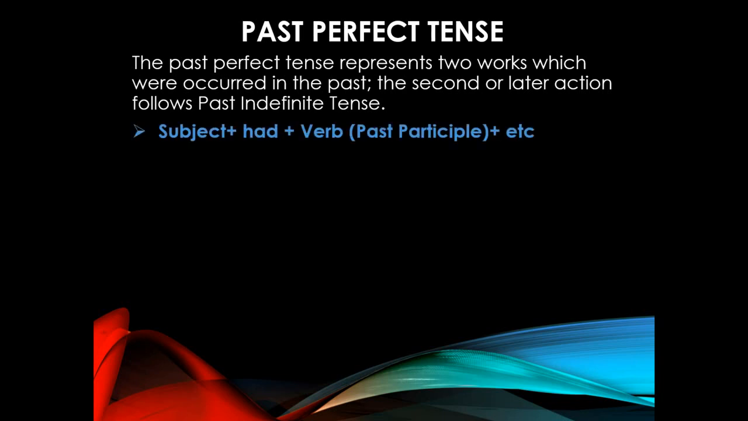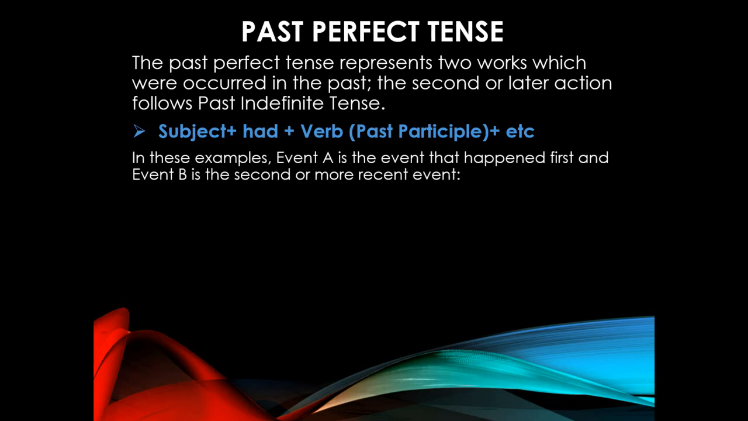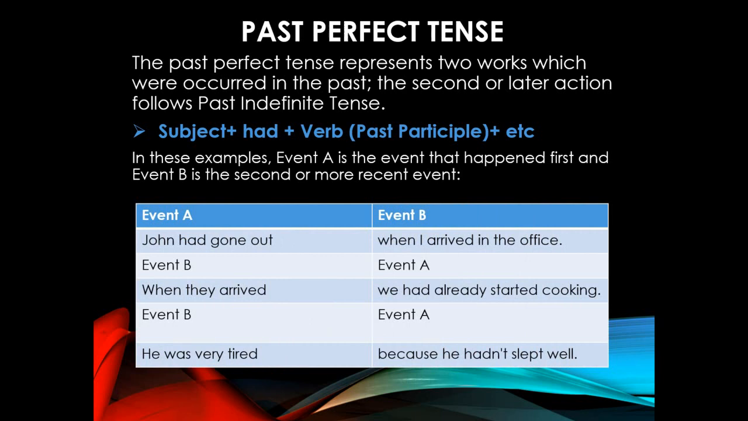So the structure goes on like this. First of all, there will be subject, then had. Had is our auxiliary verb or helping verb. Then verb. Verb will be in the form of past participle, that is V3, and the rest of the sentence. Let's see the example. In this example, event A is the event that happened first, and event B is the second or more recent event. Let's see the table.